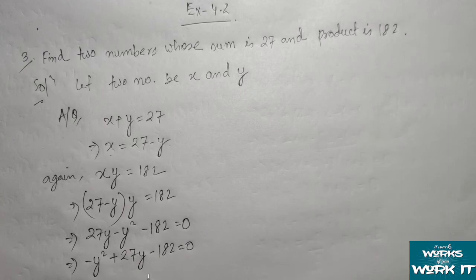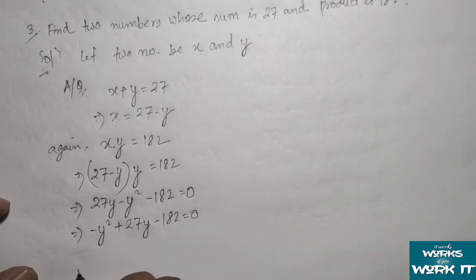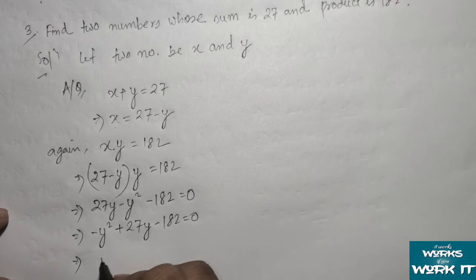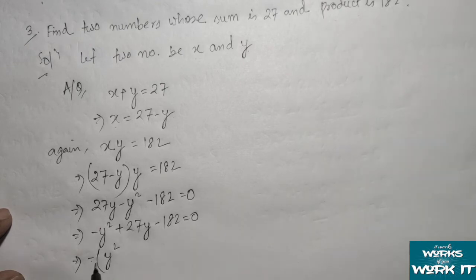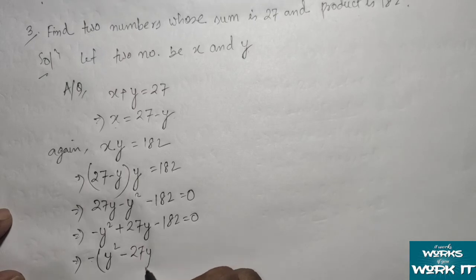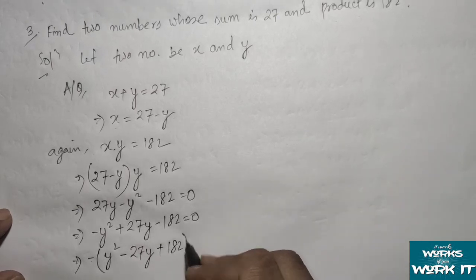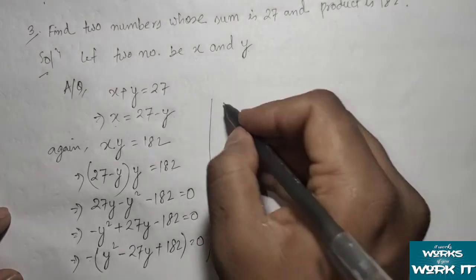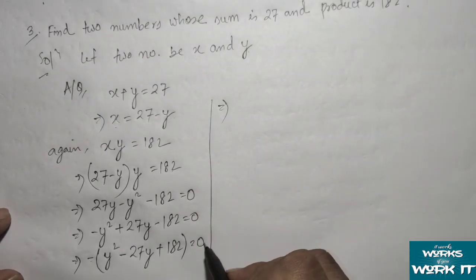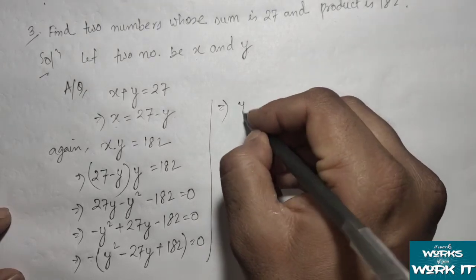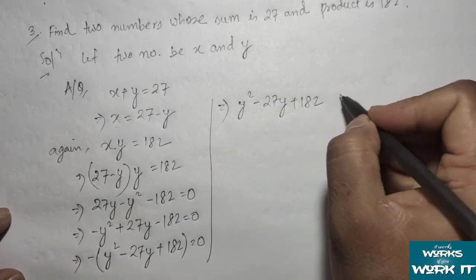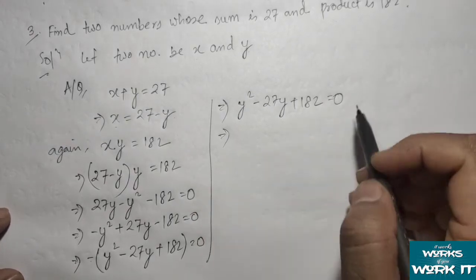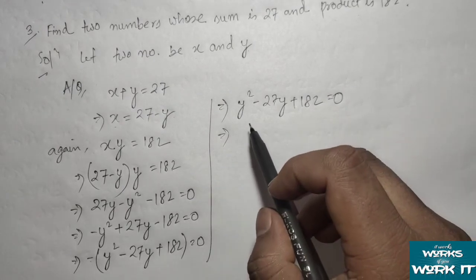So from this equation, I will take minus common. So y square I have taken common, minus I have taken common, so it will remain as y square, then from here it will become minus 27y, and this one will become plus 182 equal to 0. So what will be our next step? After sending the minus to the right hand side with 0, it will become 0. So our equation remains as minus y square minus 27y plus 182 equal to 0. So from here again we will use the factorization method in order to find out the value of y.